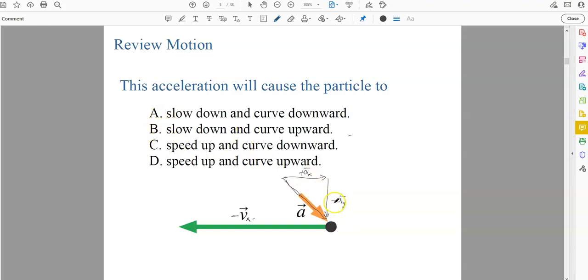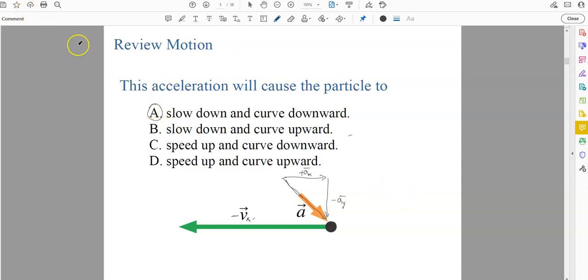But again, this negative acceleration vector in the y direction is at a 90-degree angle to the negative velocity vector in the x direction. So that acceleration vector here is going to start pushing down on this particle, and it's going to start curving it downwards. So the answer to this is slowing down and curving downwards. Okay?